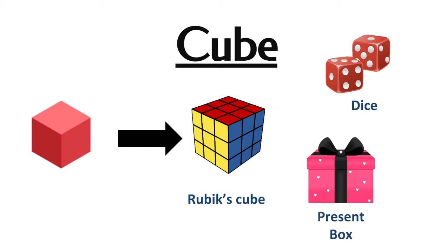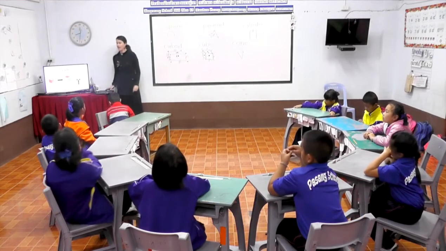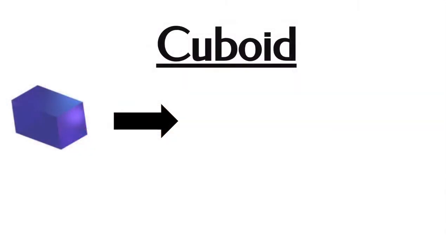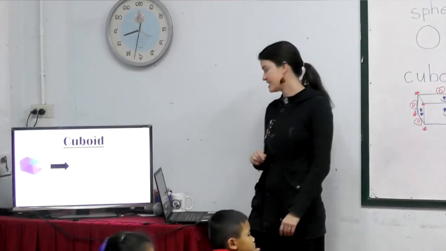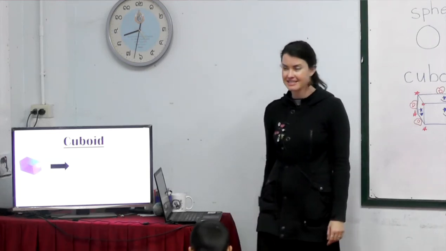What is this? A present or a box. It's a present or a box, like a square box or a square present. Cube. Good. Our long box. Cuboid. Good. Cuboid. Very nice.